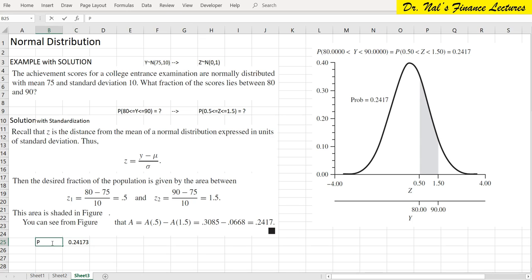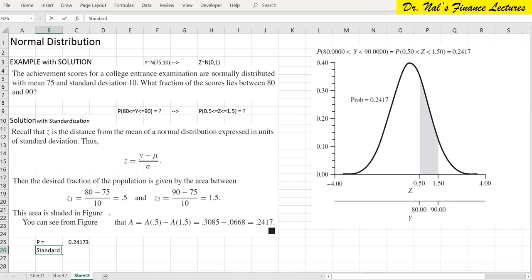So the desired probability is equal to 0.24173. Yeah, that's the same. So 24% roughly. Does that make sense? So here we use NORM.S.DIST, the standard normal distribution. So we converted our original normal distribution with a mean 75, standard deviation 10 into a new random variable with mean 0, standard deviation 1, and that's how we solved it.